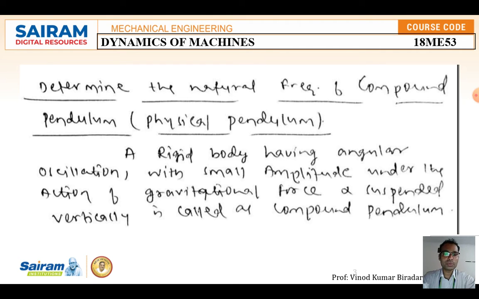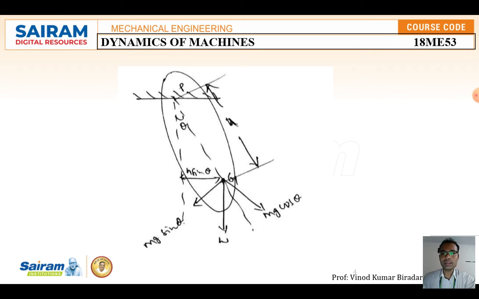What is the difference between a simple pendulum and a compound pendulum? In a simple pendulum, only swinging takes place, it is fixed at one particular position, and if you give some external force it will vibrate. Whereas a compound pendulum is a complete rigid body having angular oscillation with a small amplitude under the action of the gravitational force, and it is normally fixed in the vertical direction. I will show you in the diagram. So this is the compound pendulum.